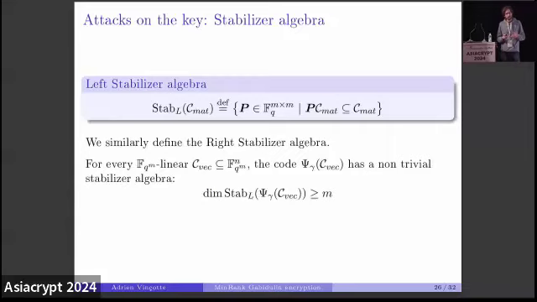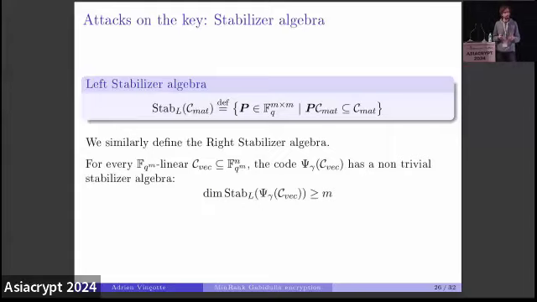And we can see that in the case of vector codes which have been turned into matrix codes, the left stabilizer algebra has dimension at least equal to m or more, because you have at least all the matrices which represent the multiplication by alpha, alpha being all the elements of FQM, which have been written in basis gamma.